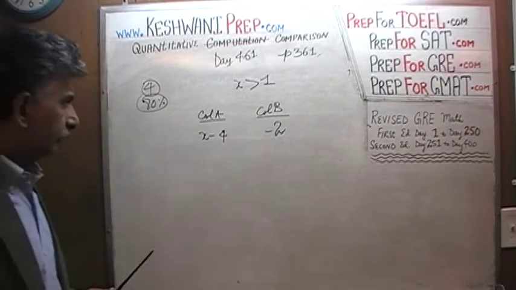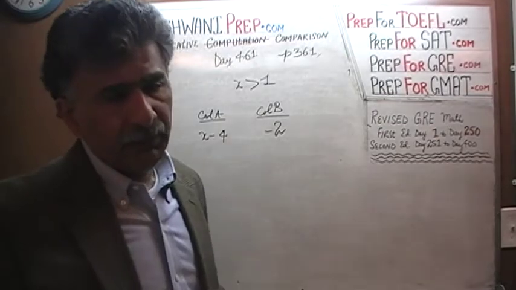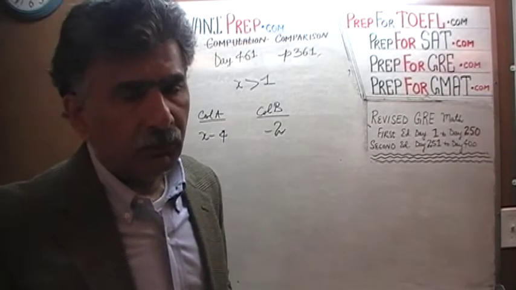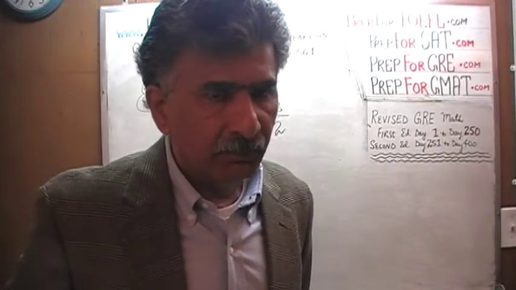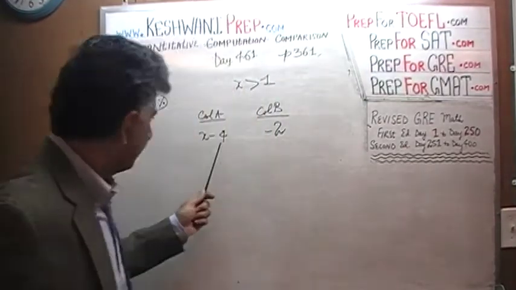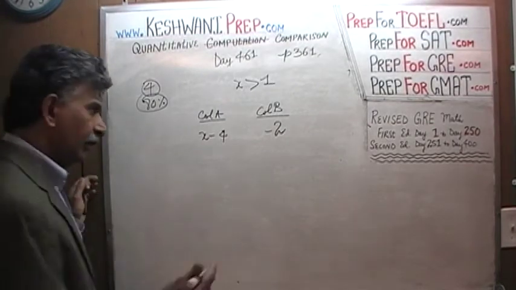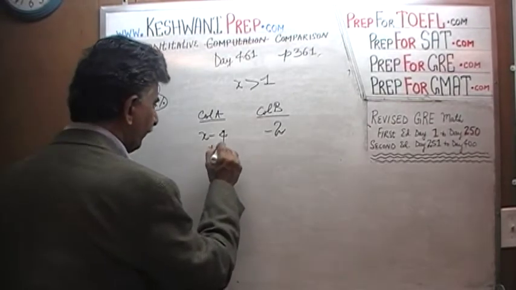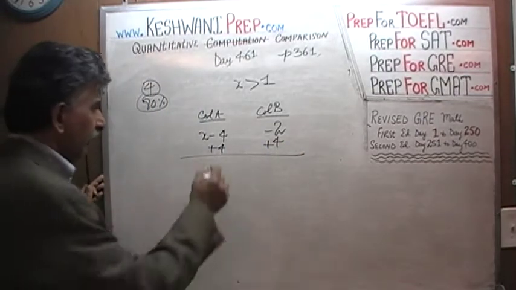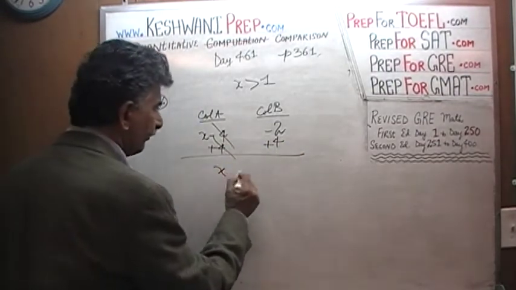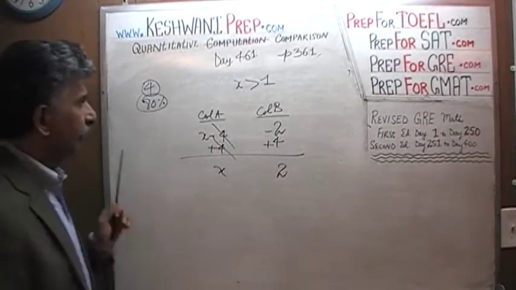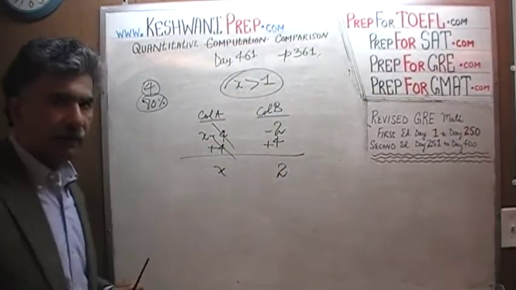Well, here we go. The simplest thing would be to separate the variable by itself, have the x by itself so that we don't have to worry about the complication of negative 4. How do we do that? It's very simple. Add 4 to both columns, and now the 4 disappears and we're comparing x versus 2. And what do we know about x? x, we are told, is more than 1, and that is all we know.